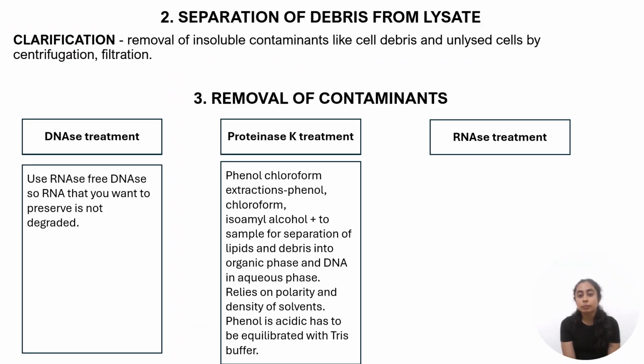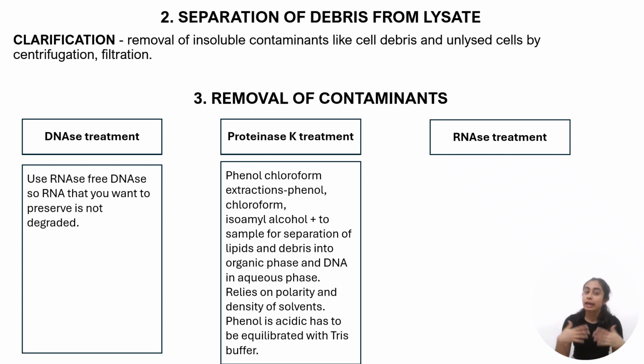So even after you break open the cell, there will be components that are useful to you and components that are not so useful to you. So this is what the second step speaks about, separation of debris from the lysate. We use clarification, which is removal of the insoluble contaminants like cell debris and unlysed cells by centrifugation or filtration. So these are physical methods which can remove insoluble contaminants.